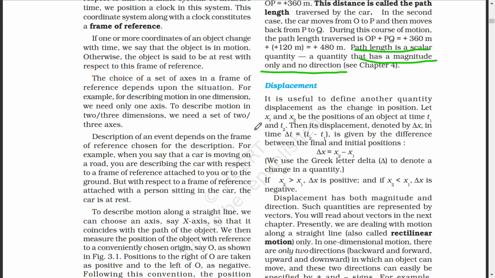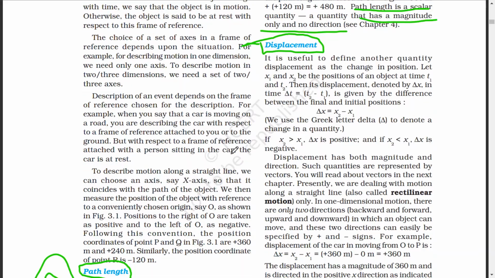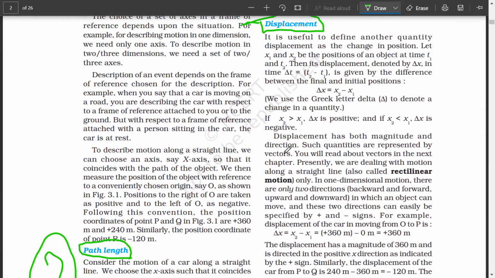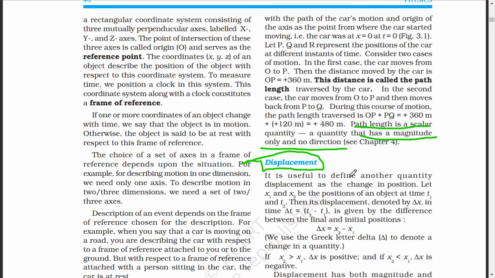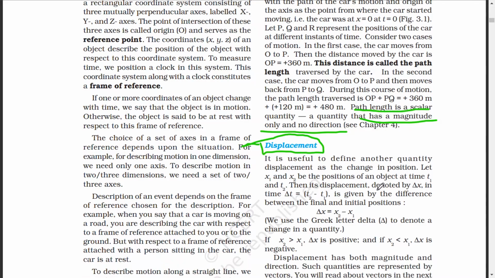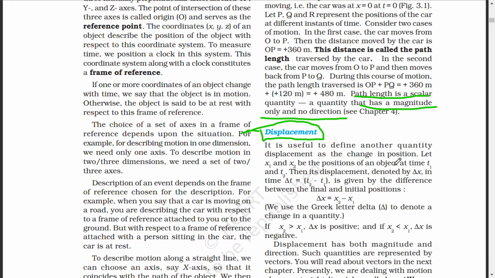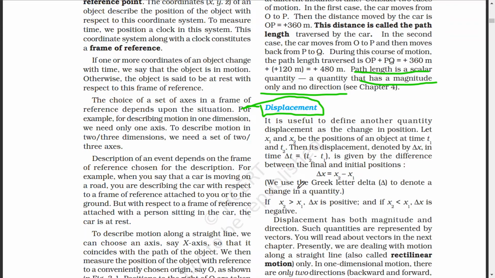Now displacement. Displacement is irrespective of the path length followed by the car. Alright. But the path length depends on the path followed by the car. Displacement is the shortest distance. It is useful to define another quantity, displacement, as a change in position. Let x1 and x2 be positions of an object at time t1 and t2. Then its displacement, denoted by delta x in time delta t, which is t2 minus t1, is given by the difference between the final and initial position. Delta x is given by x2 minus x1.